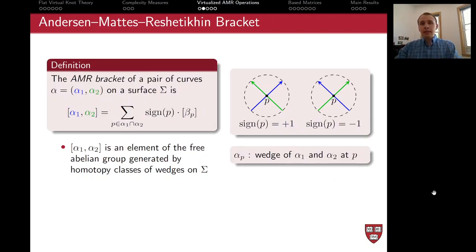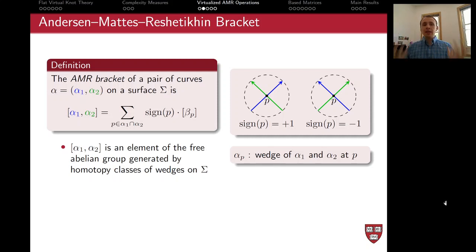So what we're doing here is we're taking a pair of curves on a surface. Boy, does that sound familiar. And we're considering them up to homotopy on that surface. And what Andersen-Mattes-Reshetikhin did is they considered the different wedges associated to the pair of curves. So at any intersection point between the two curves, you can consider the wedge at that point. And associated to that intersection point, based on the order of your pair of curves, you can designate a sign to it.